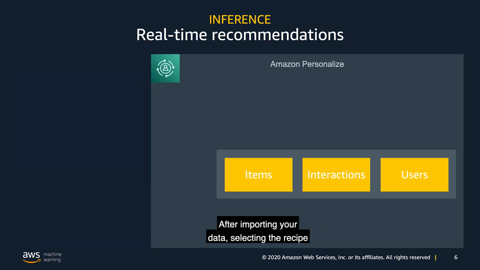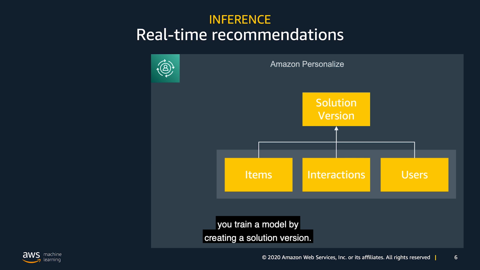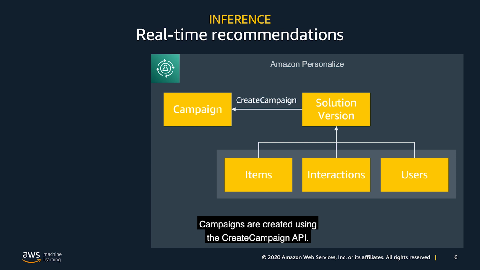After importing your data, selecting the recipe matching your use case, and creating a solution, you train a model by creating a solution version. This process is covered in more detail in the training-related episodes. At this point, you're ready to create a campaign. Campaigns are created using the Create Campaign API. You will create a campaign for every solution version that you wish to use for real-time recommendations. So in this case, we're just showing a single solution version and a single campaign.